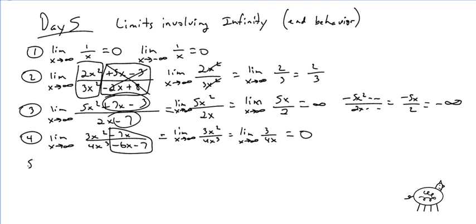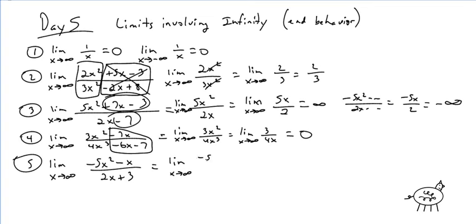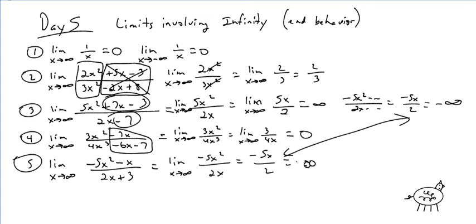Fifth example: the limit as x approaches infinity of (negative 5x squared minus x) over (2x plus 3). That's the same thing as the limit as x approaches infinity of negative 5x squared over 2x, which is just negative 5x over 2. It's actually the same thing as the earlier one, so it's equal to negative infinity. No big deal.